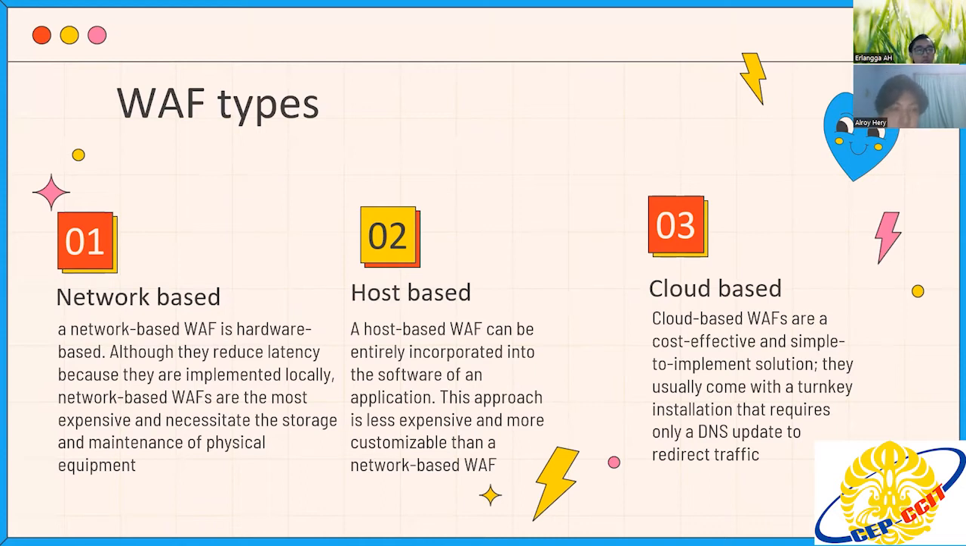Network-based WAF is hardware-based, and although they reduce latency because they are implemented locally, network-based WAFs are the most expensive and necessitate the storage and maintenance of physical equipment. Second one is host-based. A host-based WAF can be entirely incorporated into the software of an application. This approach is less expensive and more customizable than a network-based WAF. And the last one is cloud-based. Cloud-based WAFs are a cost-effective and simple to implement solution. They usually come with a turnkey installation that requires only a DNS update to redirect traffic.